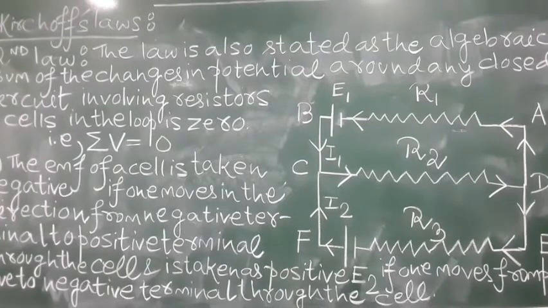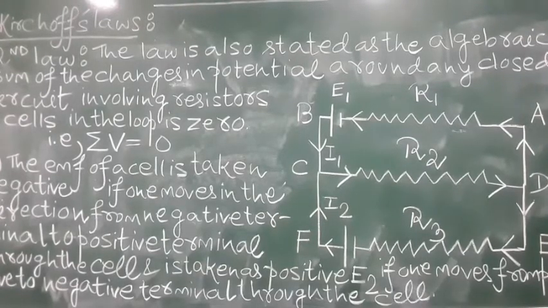For applying this rule, following sign conventions are adopted. The first rule is the EMF of the cell is taken as negative if one moves in the direction from negative terminal to positive terminal through the cell, and is taken as positive if one moves from positive to negative terminal through the cell. Please copy this down.